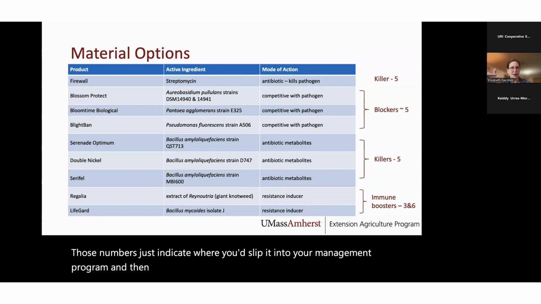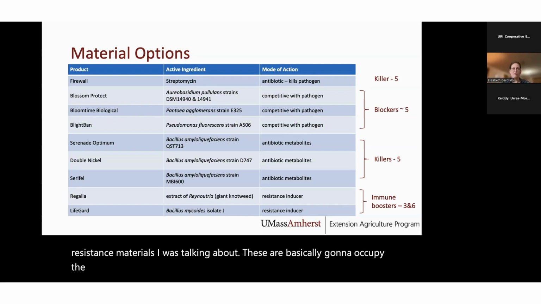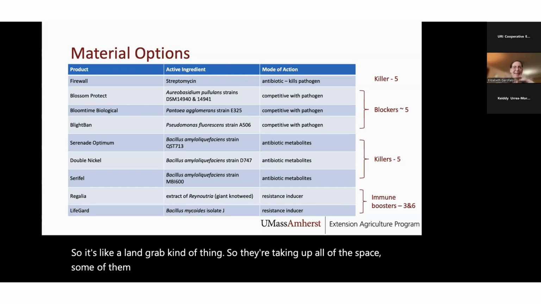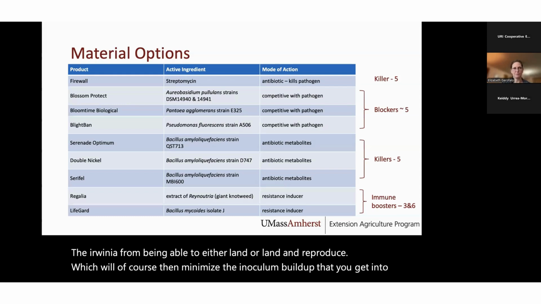And then we have these blockers. These aren't those systemic resistance materials I was talking about. These are basically going to occupy the space within the floral tissue that the Erwinia would otherwise occupy. So it's like a land grab kind of thing. They're taking up all of this space. Some of them take up space and resources, and then they prevent the Erwinia from being able to either land and reproduce, which will, of course, then minimize the inoculum buildup that you get into the tree itself.